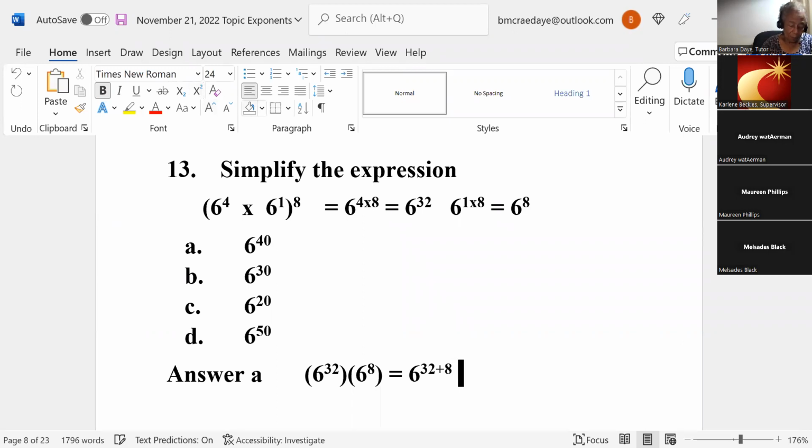Okay, so after you get the 32, you add the next power to it. Yes, because that's a multiplication. 6 to the 4th times 6 to the 1 power. And so you put the power there, add the 2, and you got 6 to the 40. That's what A is, 6 to the 40th, right?